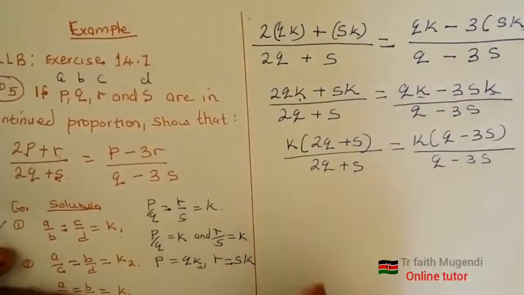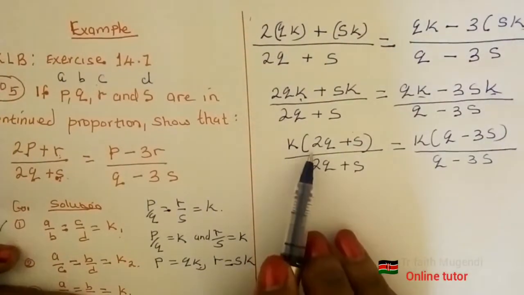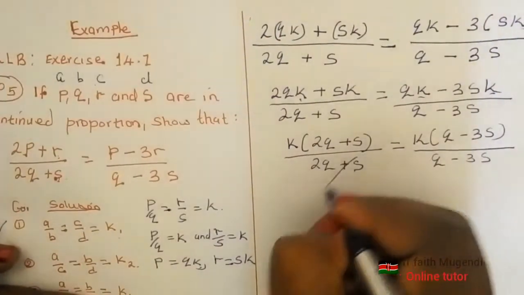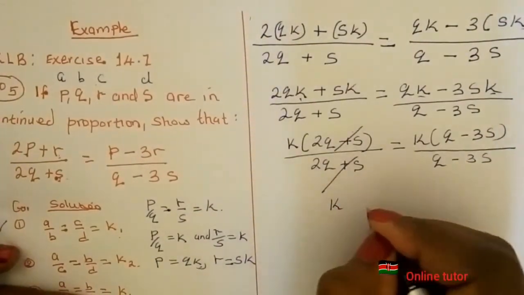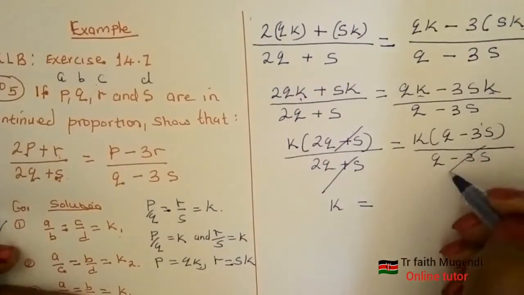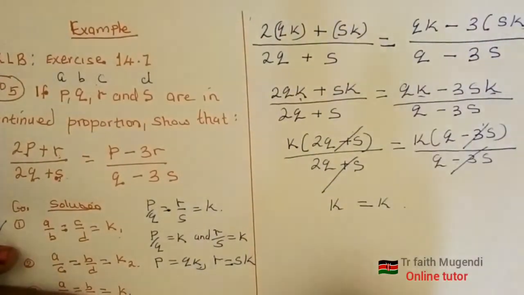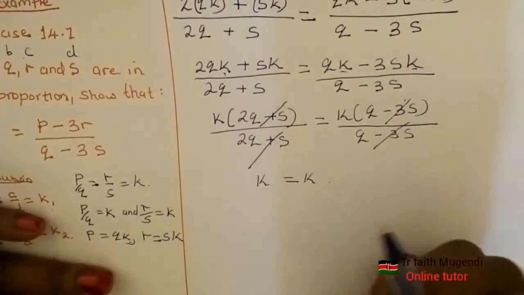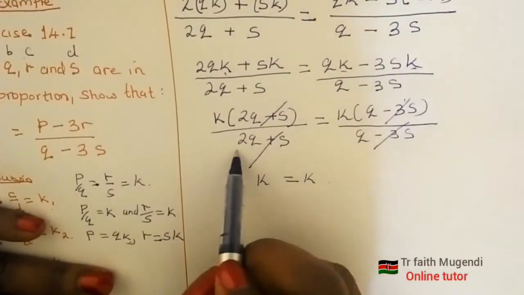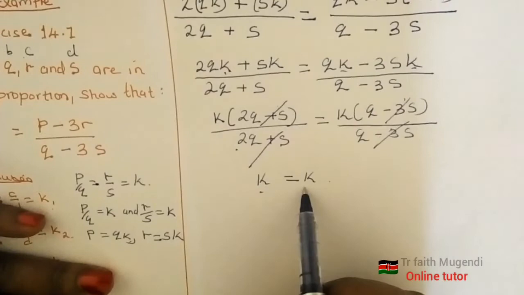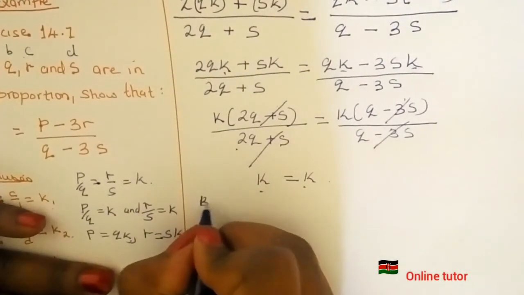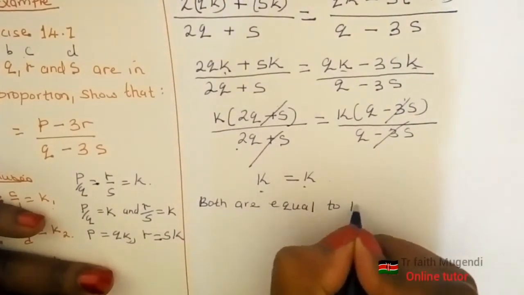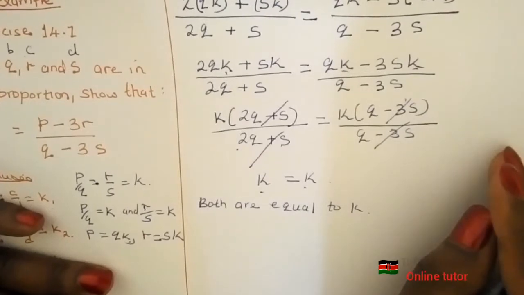Now, if you look at these parts very keenly, we have like terms, and then they will cancel. Then we are left with K is equal to, this is also common, we cancel, we are left with K. So having K equal to K, this proves that this side is equal to K and this other side is equal to K, and therefore we say both are equal, and therefore they are equal.